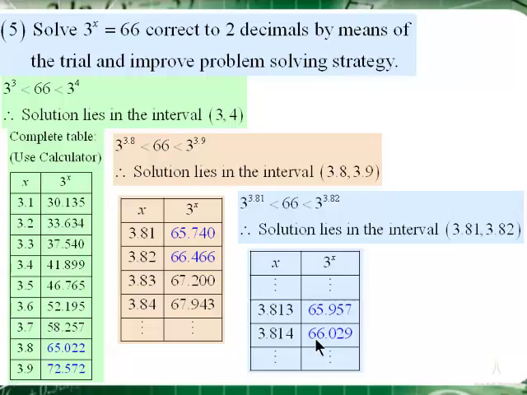greater than 66. Now remember, we were requested to find it accurately to 2 decimal places. It doesn't matter which of these two you consider. We can see that x must be 3.81. That's therefore the solution correct to 2 decimal places.